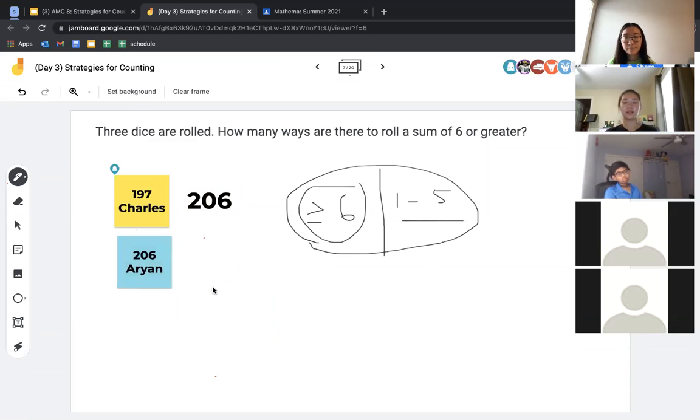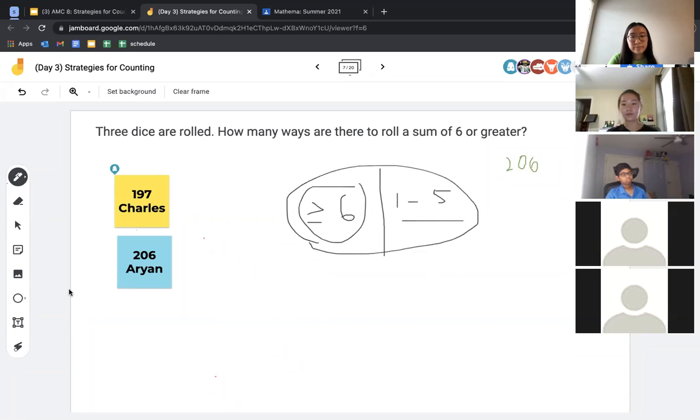Okay, so I see a couple of right answers, and I think the hint helped you guys. Does anybody want to explain how they got the right answer, which is 206? If we have a volunteer, they can. Yeah, could you do it then?